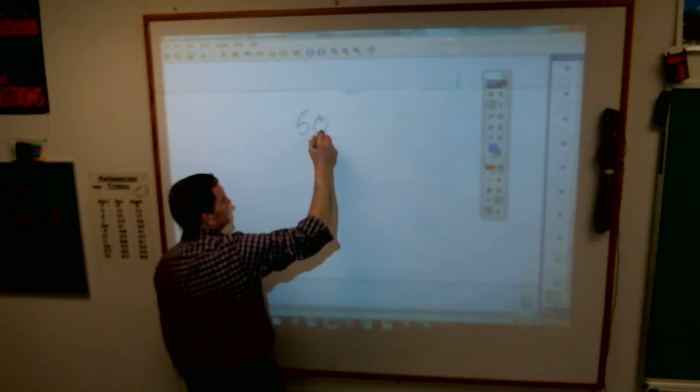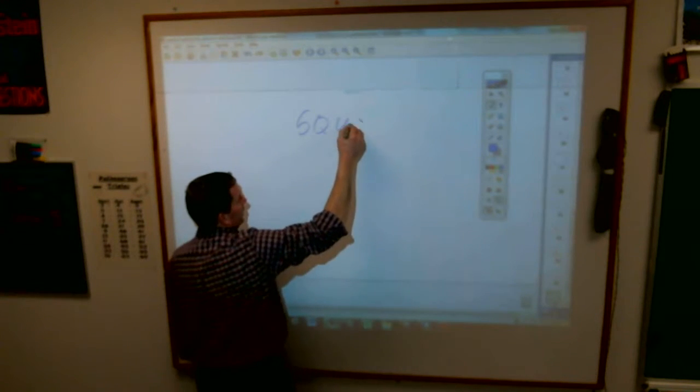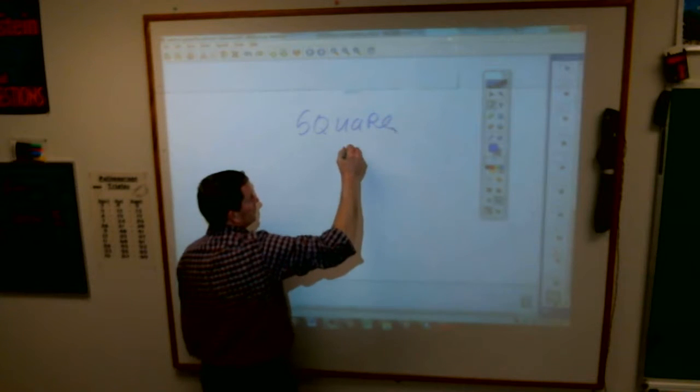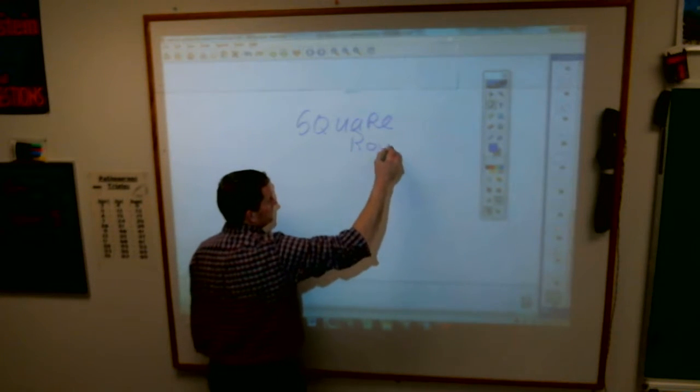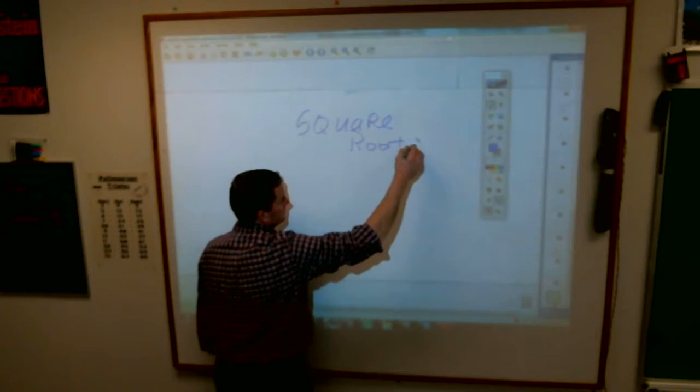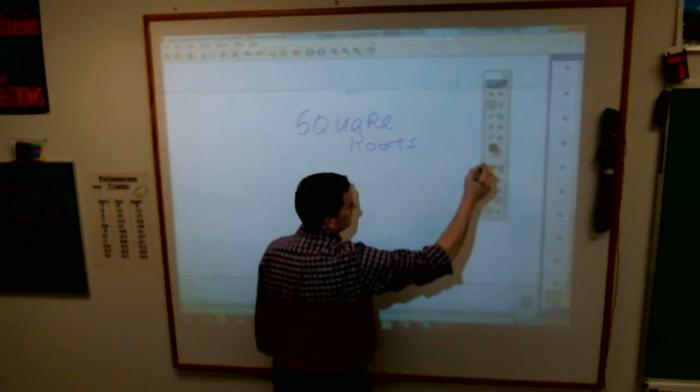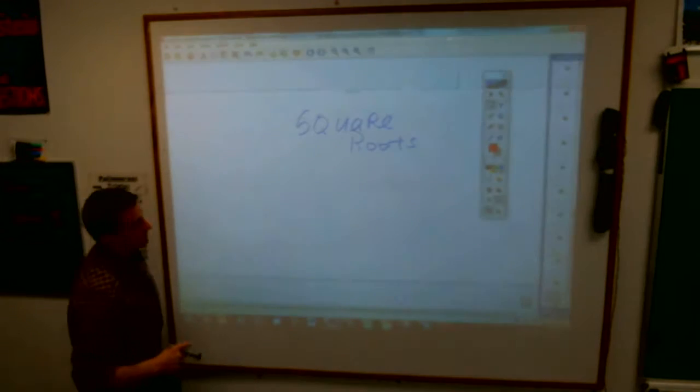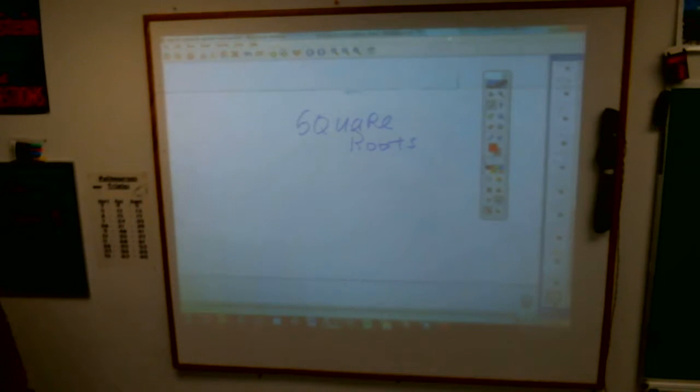This is what's called square roots. Even in fifth grade, we get some kind of crazy math stuff here.